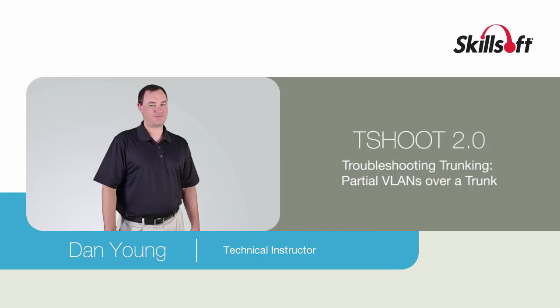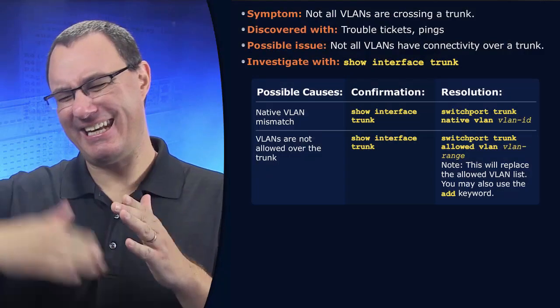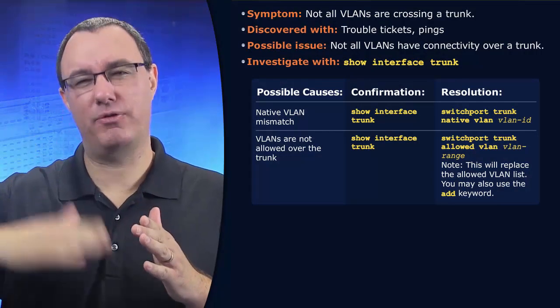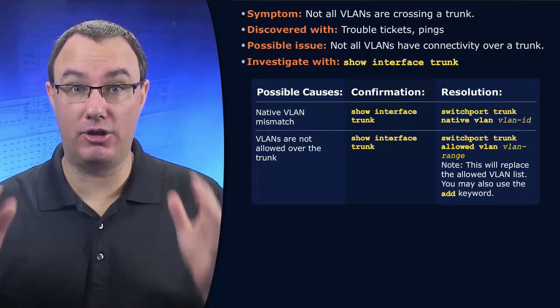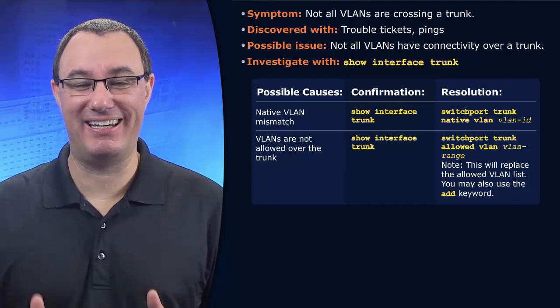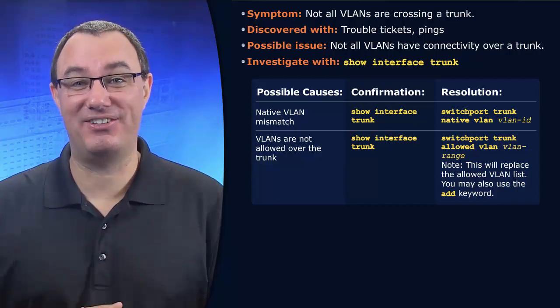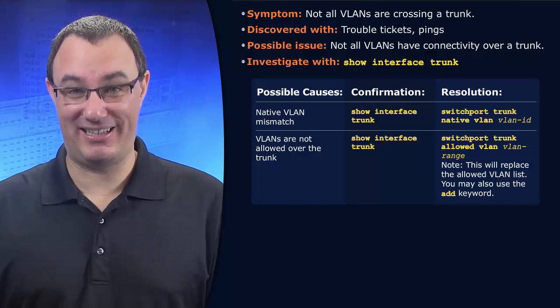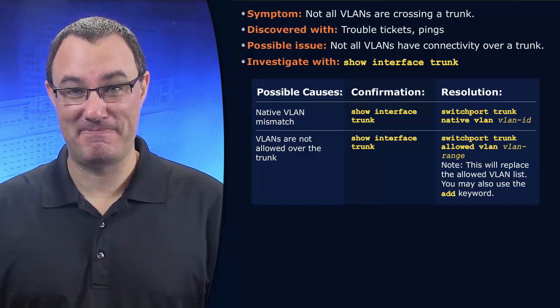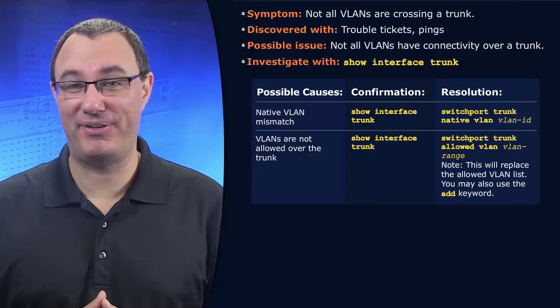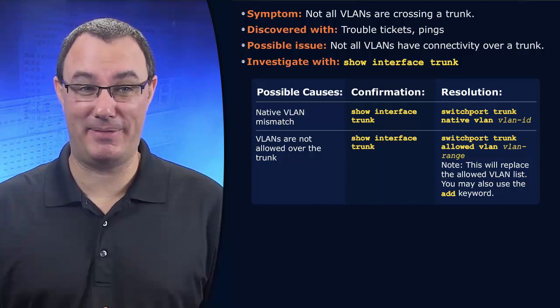Alarms should be going off in your head if you have trunks, but you're not getting IP communication from your clients to your default gateway. And the alarm that should be going off in your head is that your trunks aren't allowing the right VLANs. Okay? This is definitely one of those things you want to be thinking about.